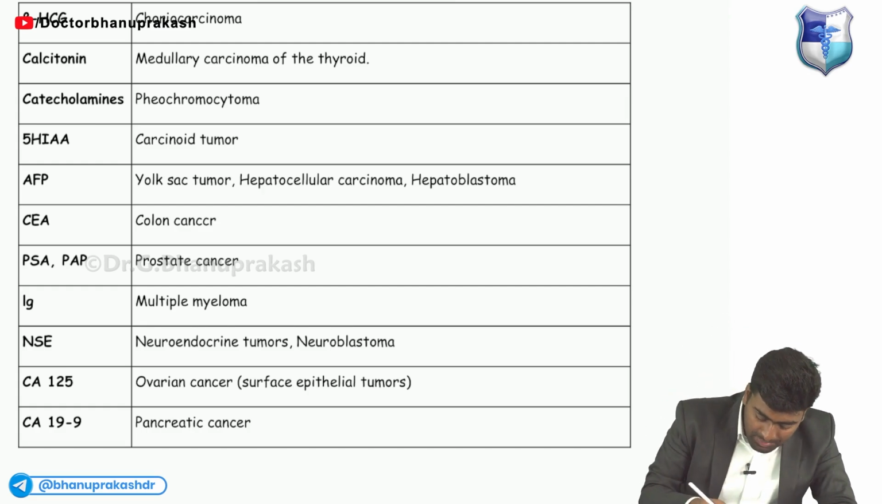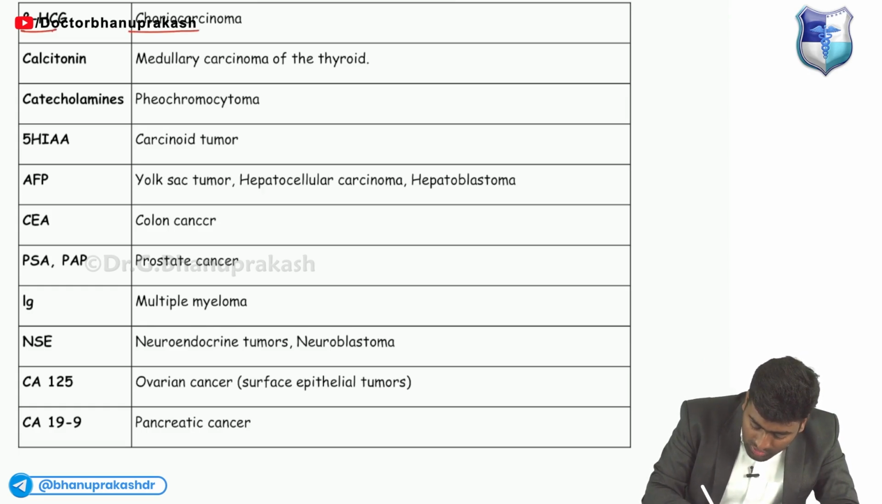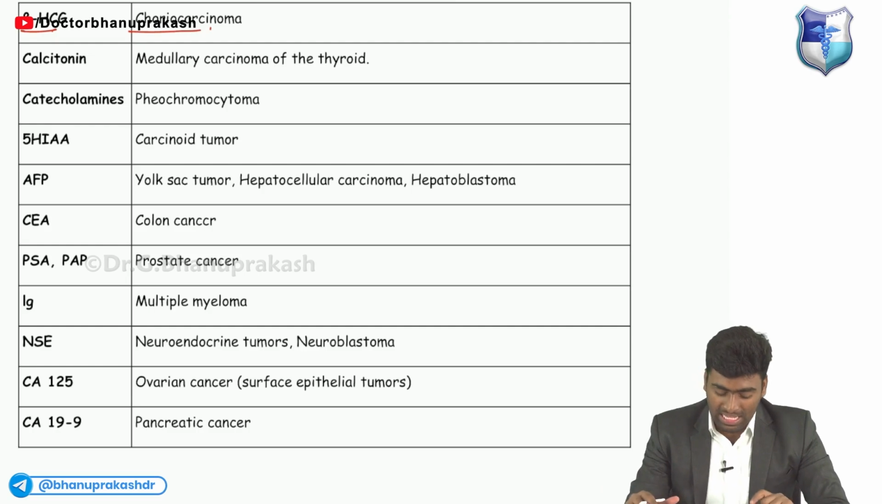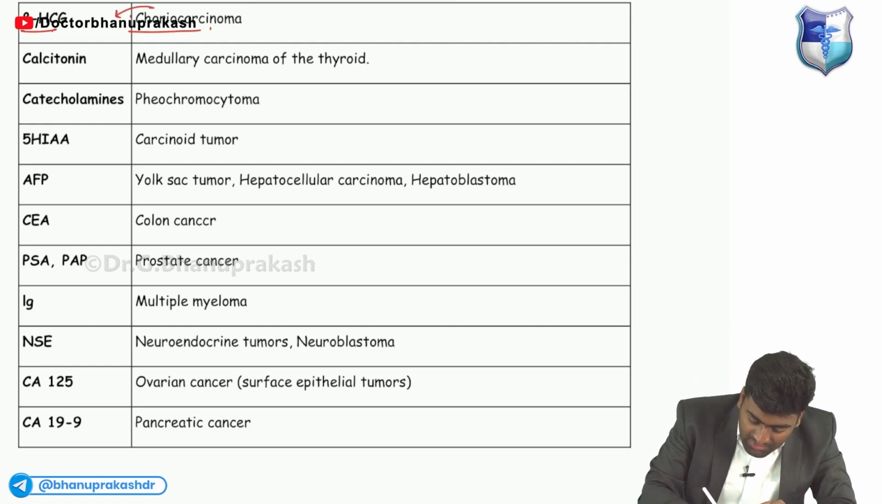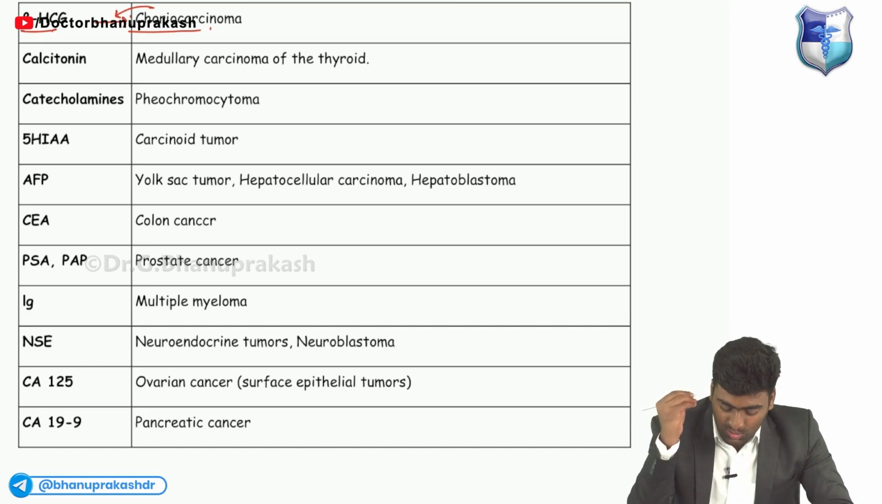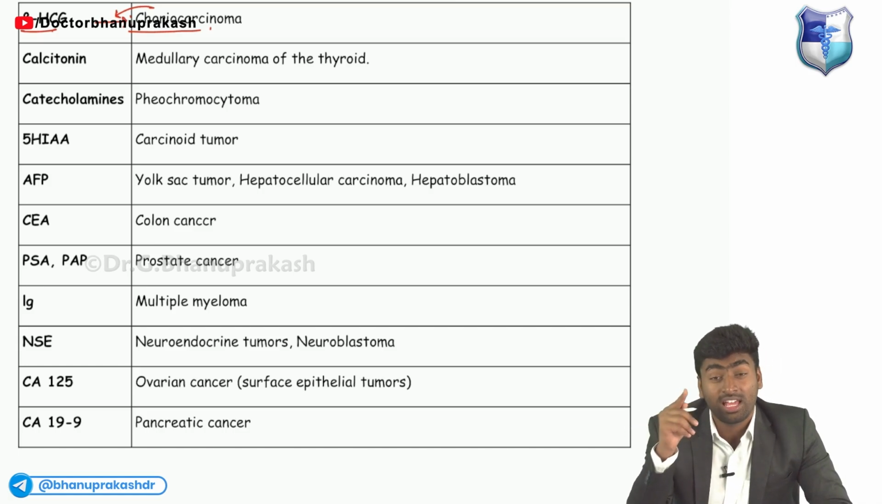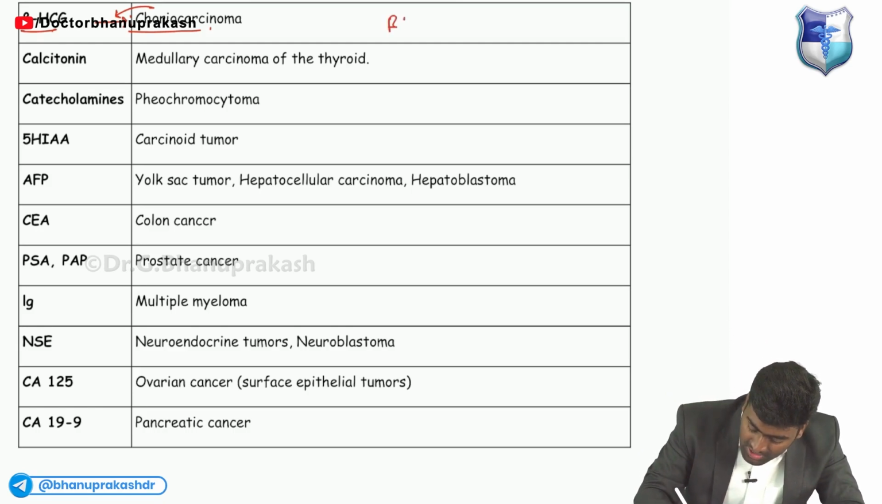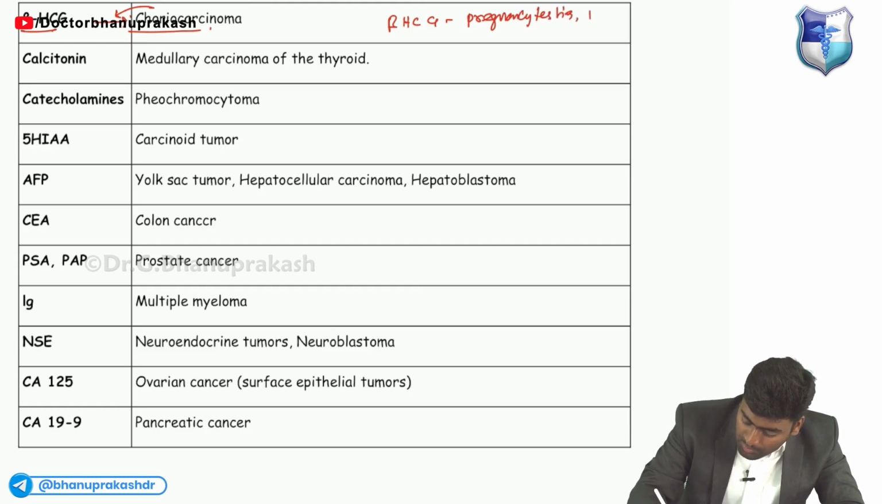For example, beta-HCG is for choriocarcinoma. We know we usually use beta-HCG for pregnancy testing, but in a case of choriocarcinoma, we'll use the same. And remember, in the case of molar pregnancy also we measure beta-HCG. So beta-HCG for pregnancy testing and molar pregnancy.